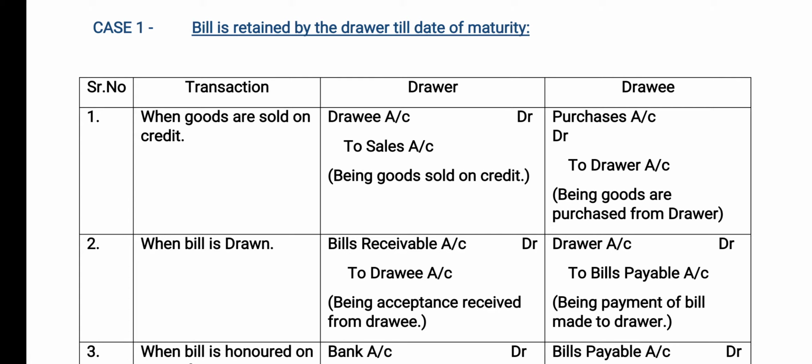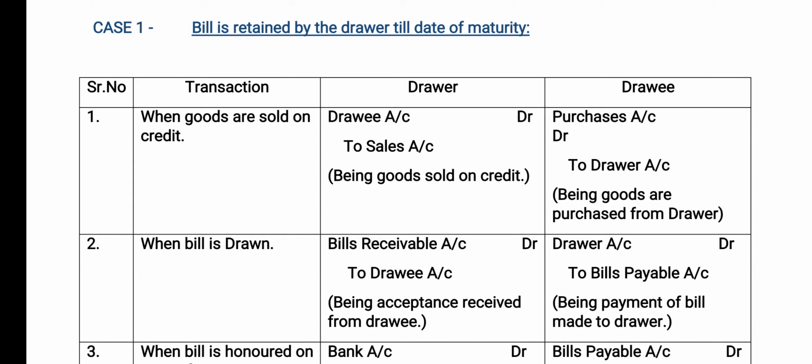So first of all, the first entry which we are going to do in the drawer's books is drawee account debit to sales account. And in the drawee's books you are going to do the entry for purchase: purchases account debit to drawer account. Like I told you, you have to apply the rule. Sales is your nominal account, so sales is your income, that is always credited, and purchase is also a nominal account but it is your expense, that's why it is debited.